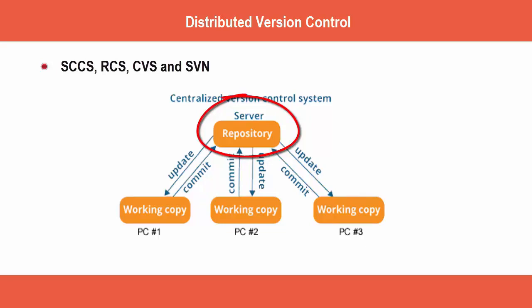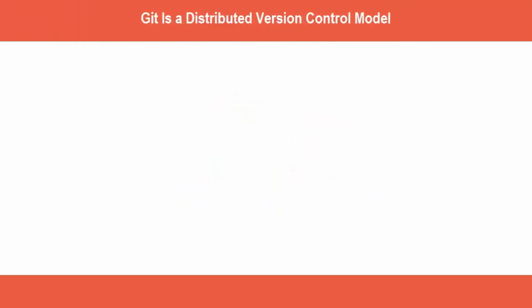The central place or server could be local or remote, and every developer can update their work with the data present in the repository, or can commit changes to the data in the repository. Even though this may seem convenient to maintain a single repository, it has some drawbacks. So, Git does not work this way. Git is a distributed version control.